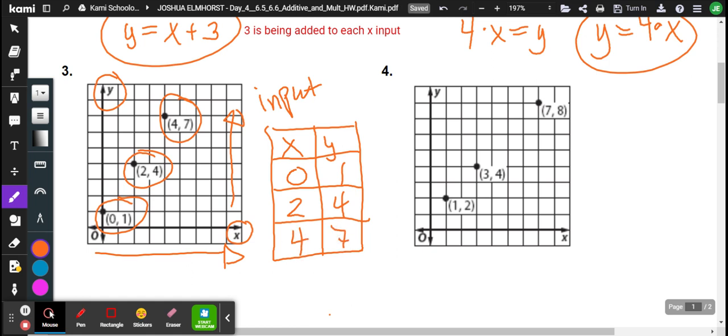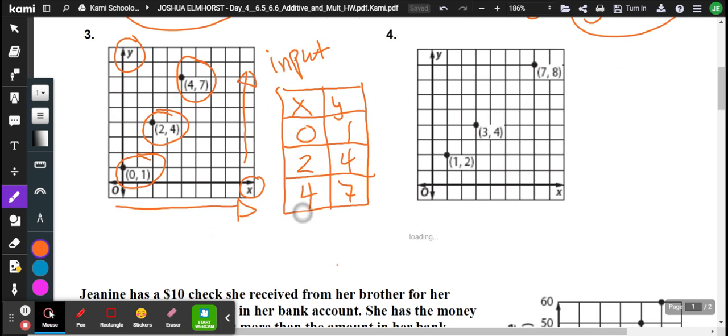What's the point of creating a table? The table will help us organize the data from the graph, and it will help us find what is happening with the rule. So if we look at the first x, how do you go from 0 to 1? By adding 1. So 0 to 1, so we know we have x plus 1. So if we come down here and do 2 plus 1, that equals 3. So we need something more to go from 2 to 4. It's not just 2 plus 1. So something else is actually happening.